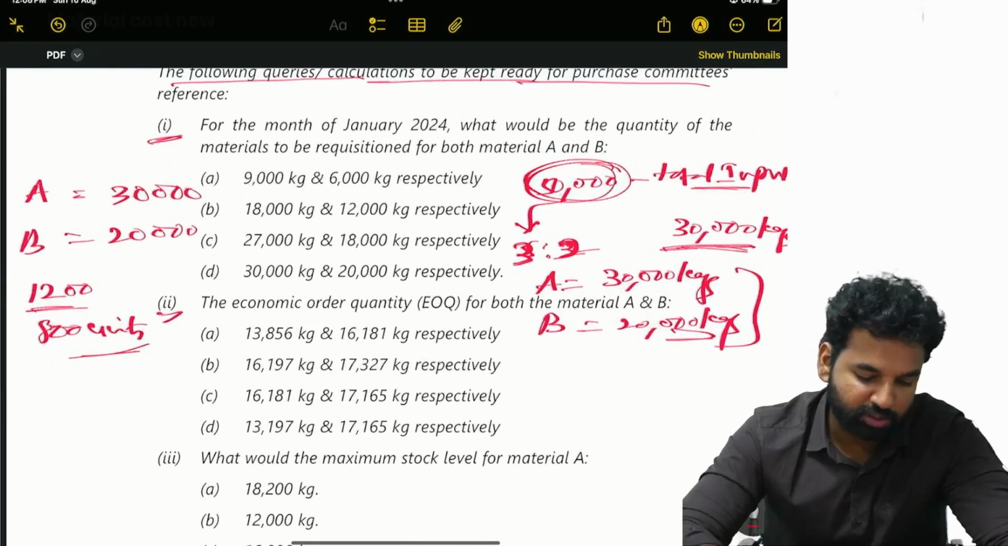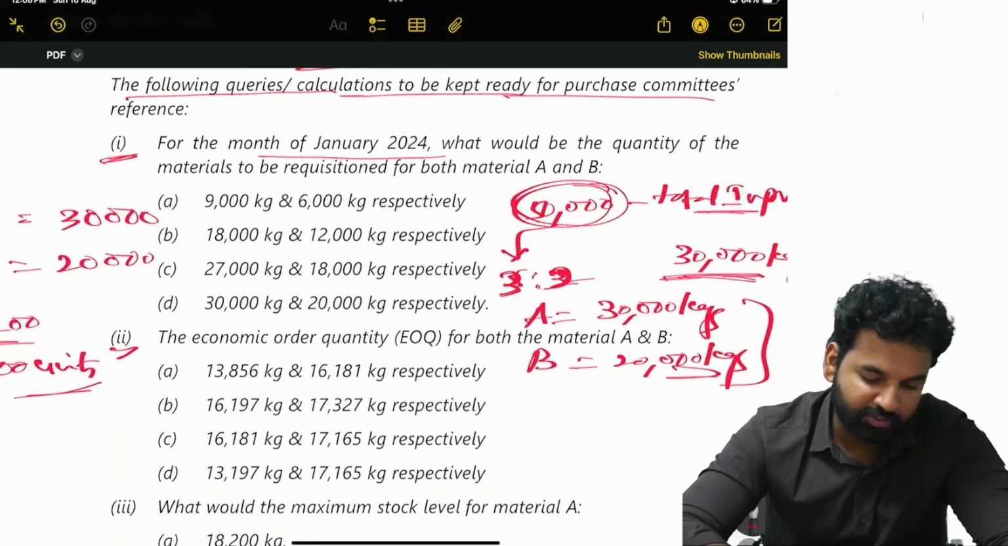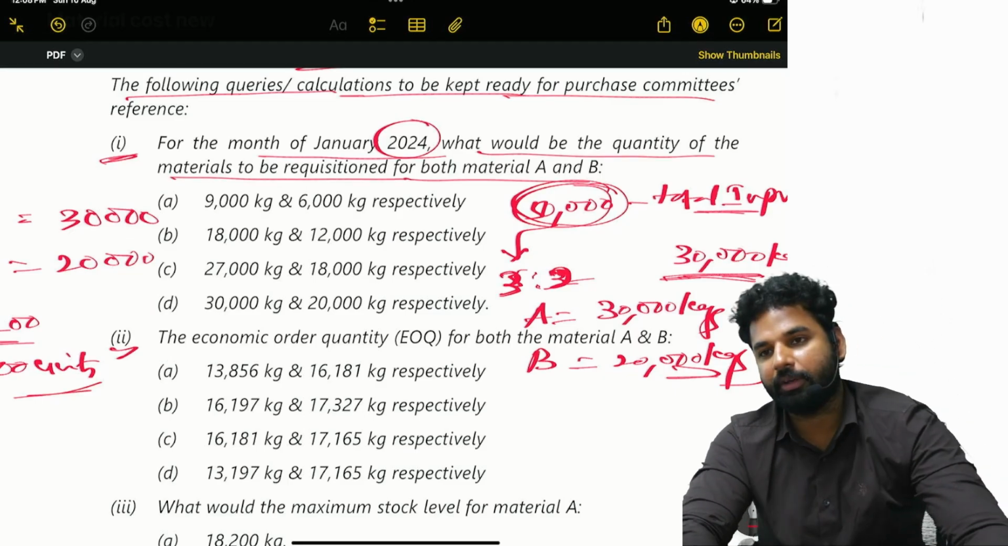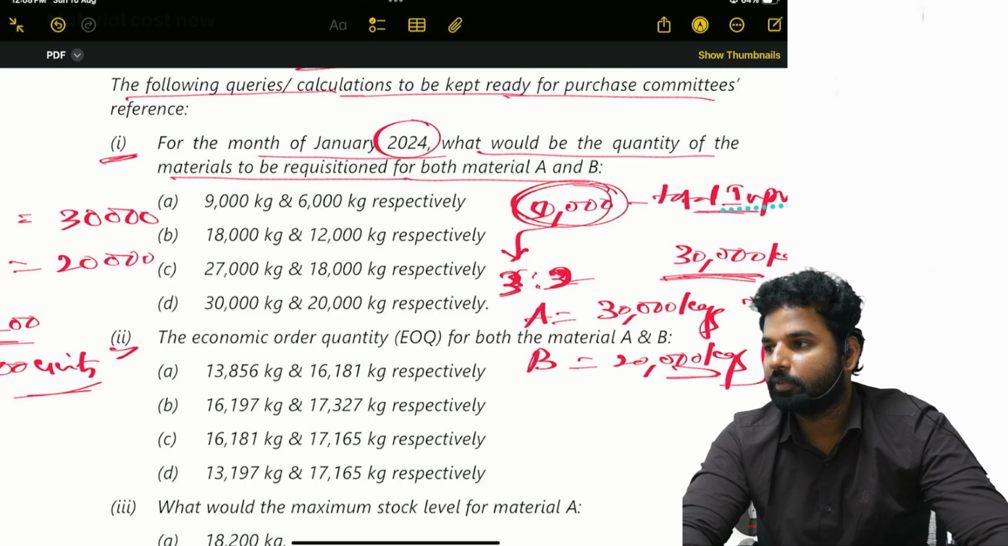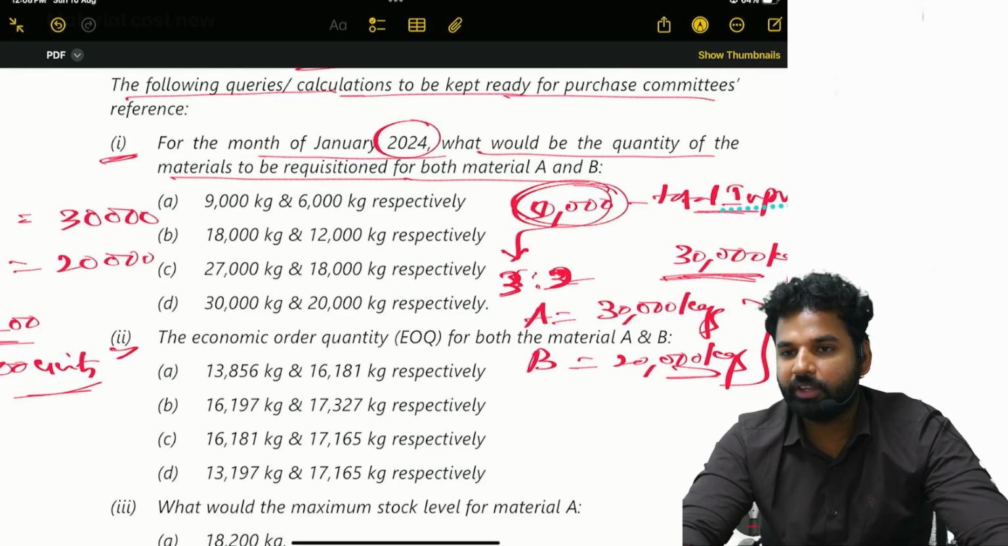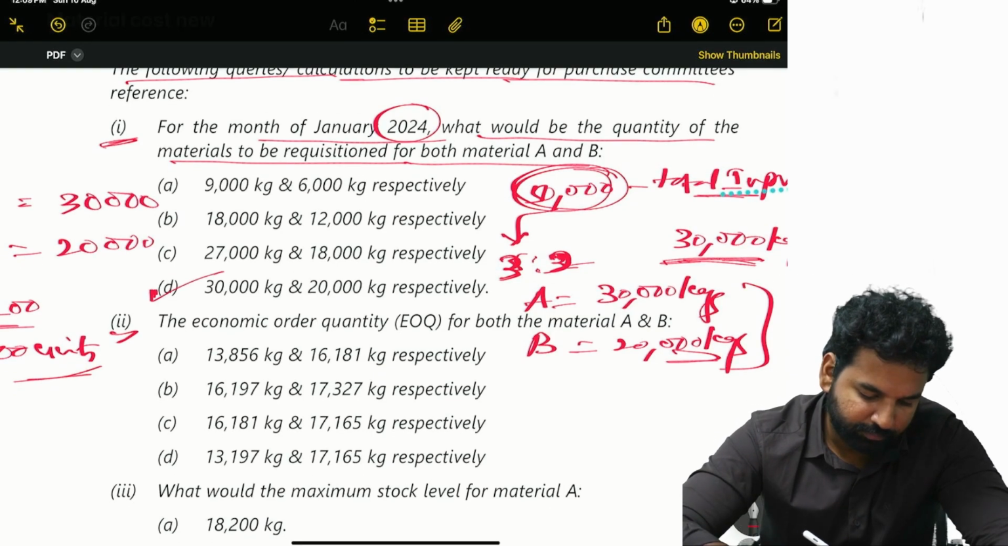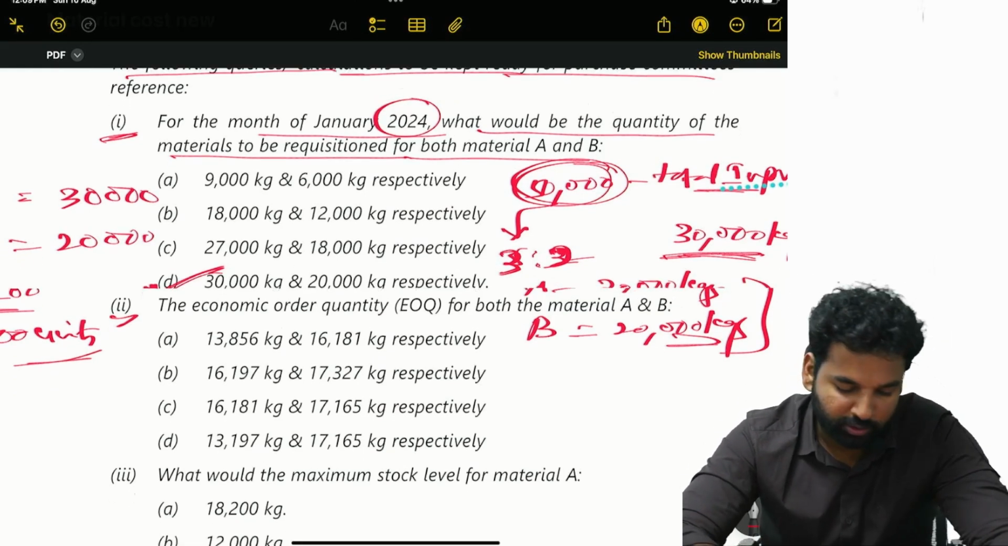So what is the first question? For the month of January 24, what would be the quantity of material to be requisitioned for both material A and material B? How much is A, how much is B required for the month of Jan 24? 30,000? 20,000. That is solved. Is this okay? Clear.